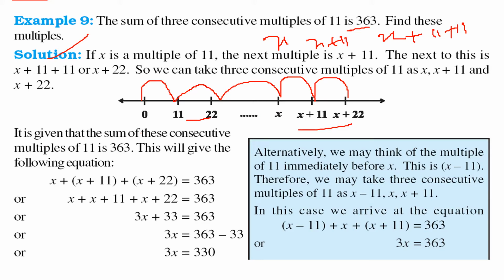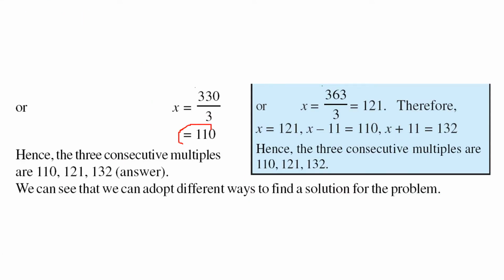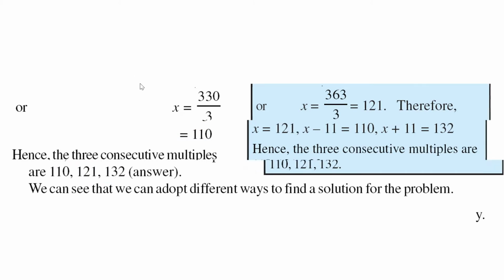So it is given that the sum of 3 consecutive multiples of 11 is 363, that is x plus x plus 11 plus x plus 22 is nothing but 363. So when you add this x, you get 3x. You add 11 plus 22, you get 33. 363 is on the right side. You take 33 there. You get 3x equal to 330. Divide both sides by 3. You get x equal to 110. So once you get this 110, just add 11, you get 121. Again, you add 11, you get 132. So these are the multiples.